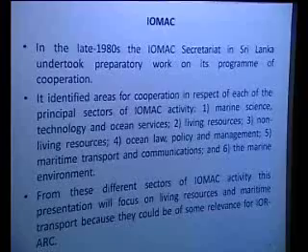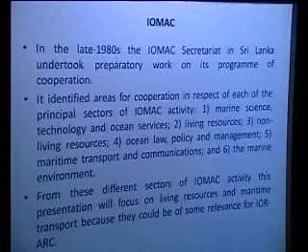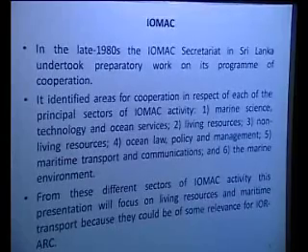In the late 1980s, the IOMAC Secretariat in Sri Lanka undertook preparatory work on its program of cooperation. It identified areas for cooperation in respect of each of the principal sectors of IOMAC activity: 1, marine science, technology and ocean services; 2, living resources; 3, non-living resources; 4, ocean law, policy and management; 5, maritime transport and communications; and 6, the marine environment. From these different sectors of IOMAC activity, this presentation will focus on living resources and maritime transport because they could be of some relevance for IOR.